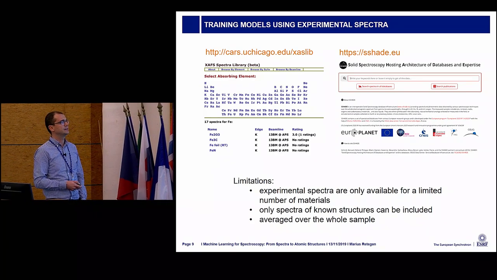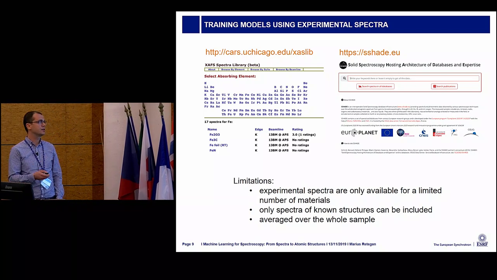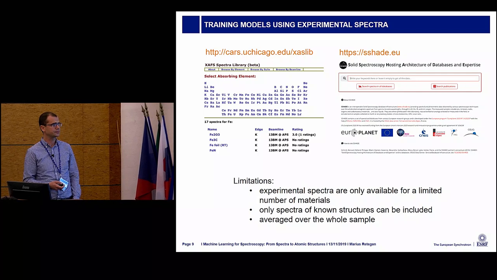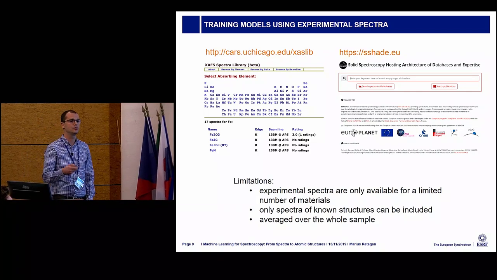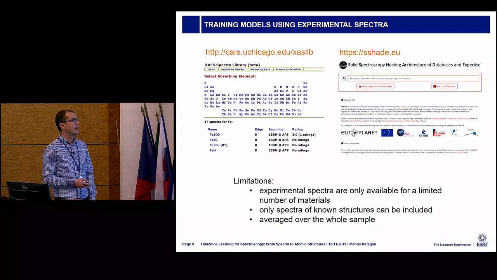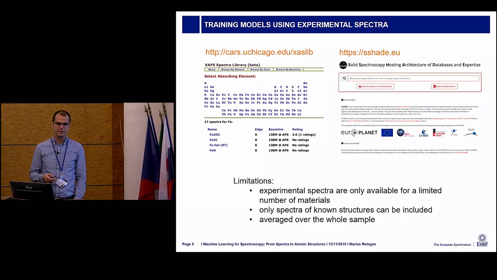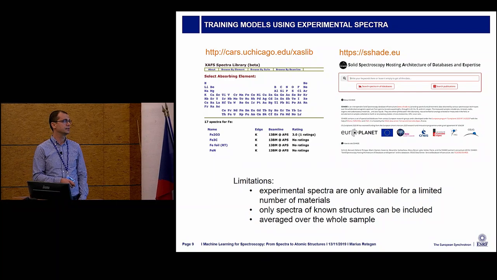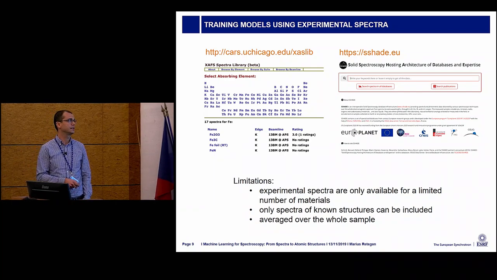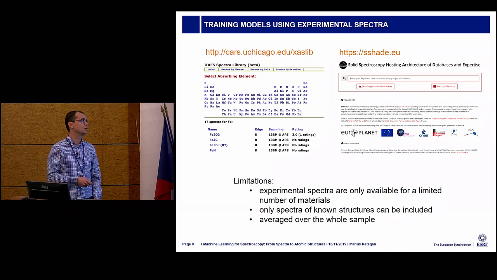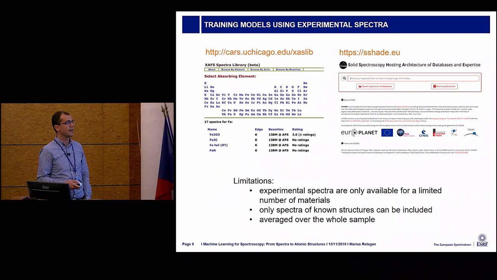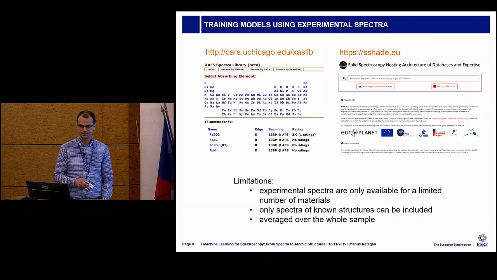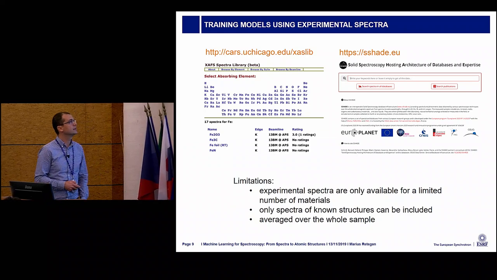In addition, if you want to do correlation between spectrum and structure, you can only include those spectra for which you have a known and well-characterized structure. And something that is maybe less evident is that measured spectra very often contain contributions from different sites. Take, for example, something like hematite, where you can have iron in different coordination environments. What you get when you measure that spectrum is an average over the whole sample. So this pretty much is a no-go scenario.